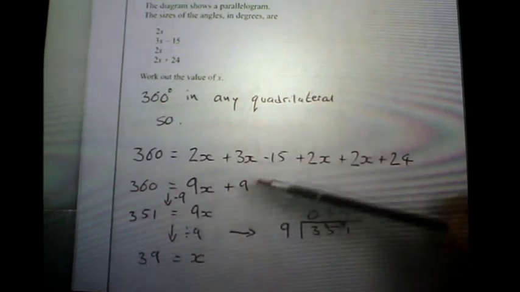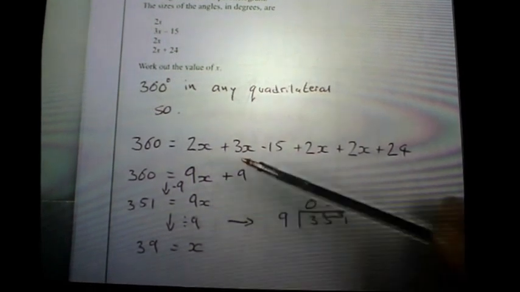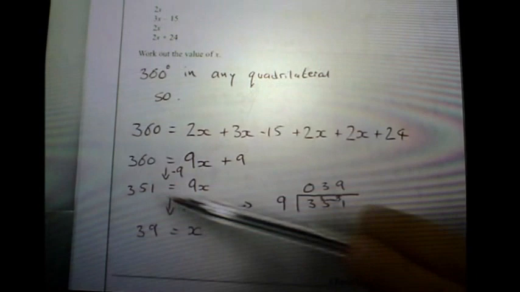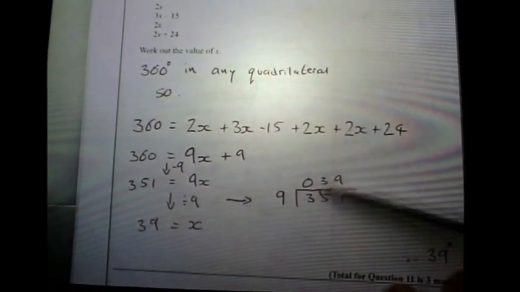So if you simplify that, add all the x's together and all the rest of it, you should get 360 equals 9x, add 9. So we're just rearranging the formula here. Take 9 off both sides to get rid of that, because we're trying to get x on its own. So that leaves you with 351 is 9x, divide by 9. There's my long division, because it's not an easy sum without a calculator. So x is 39 degrees.